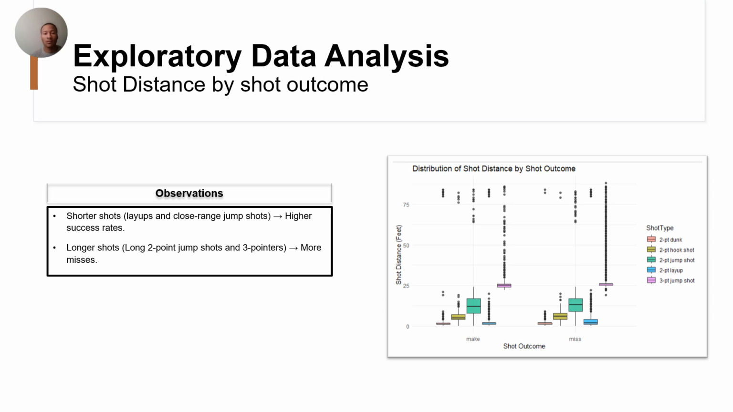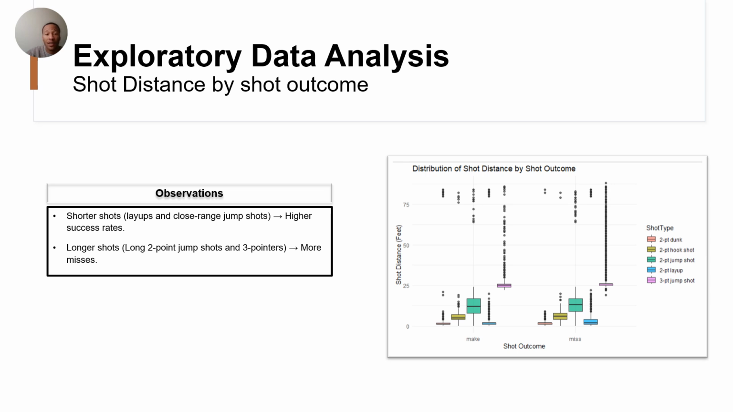Here, I was exploring the relationship between shot distance and shot outcomes, so whether a shot is made or missed. On the right, you can see the box plot showing the distribution of shot distances for both successful and missed shots. Different shot types like dunks, jump shots, and three-pointers are represented in the legend, and they're color-coded.